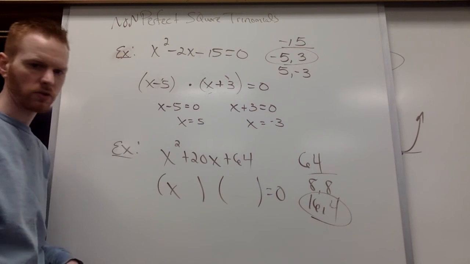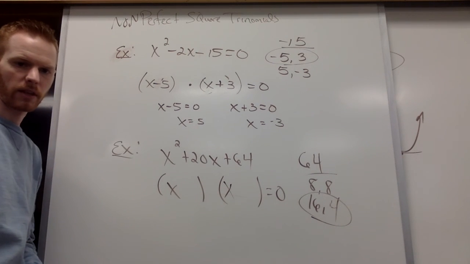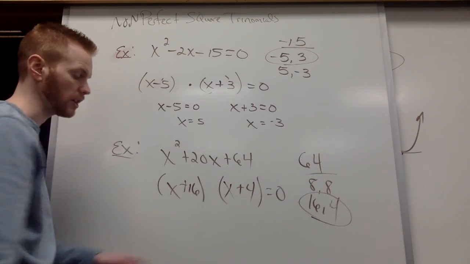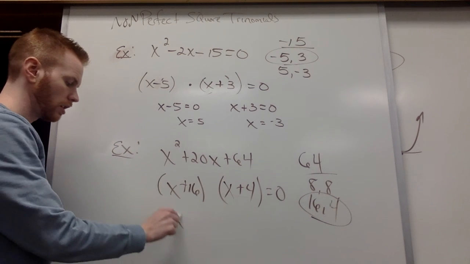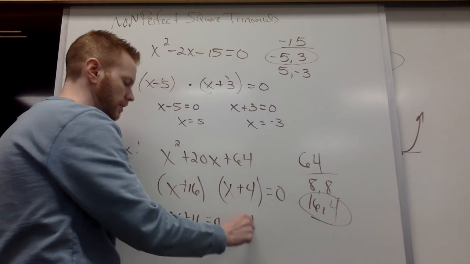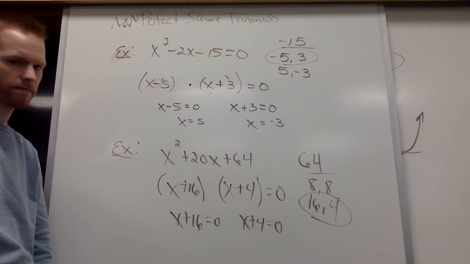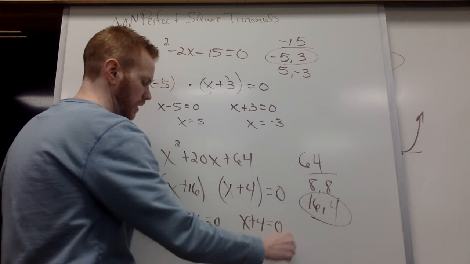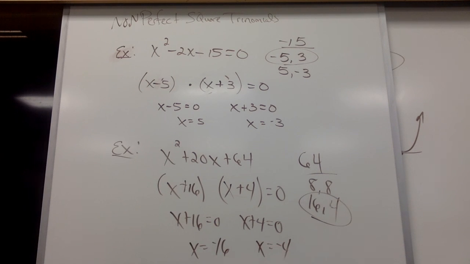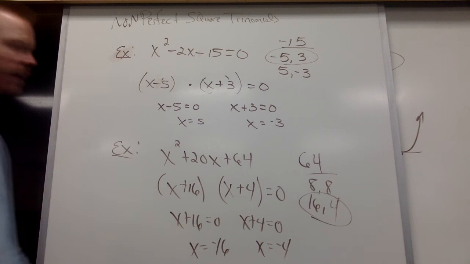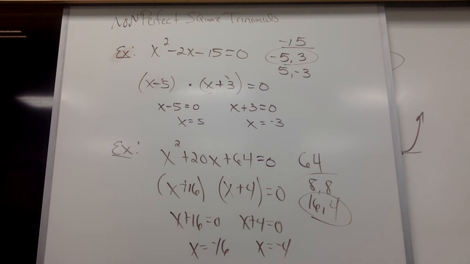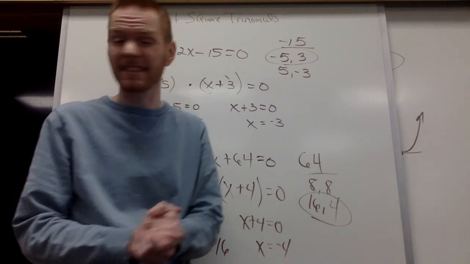So if I'm going to set this up, my first spot for each binomial is an x. My second spot are just the factors I found. Doesn't matter which one's first. Next, using the zero product property, set each one equal to 0, just like that. The first one, I get x to be negative 16, and the other one, I get x to be negative 4. And I apologize, that should be equal to 0. I shouldn't leave that hanging there, huh? Okay, that's it. We're done.